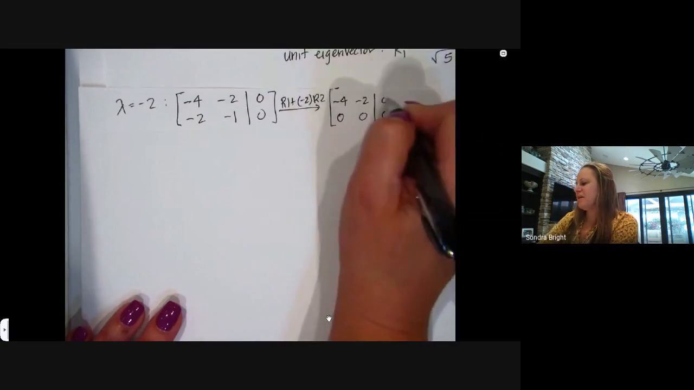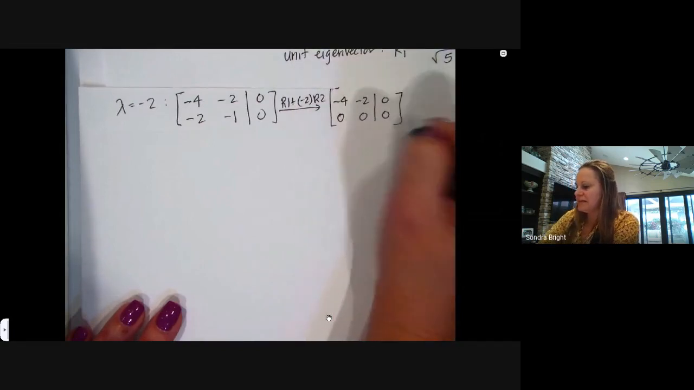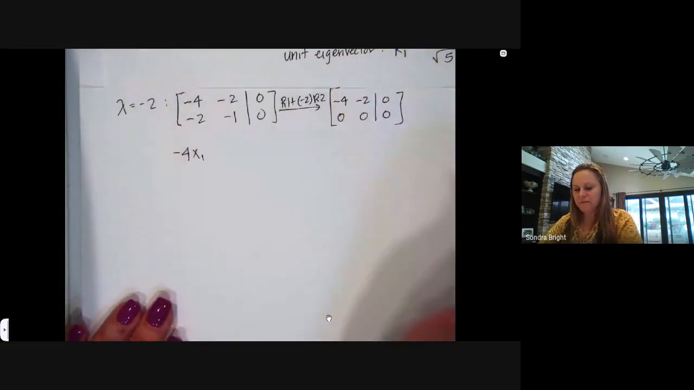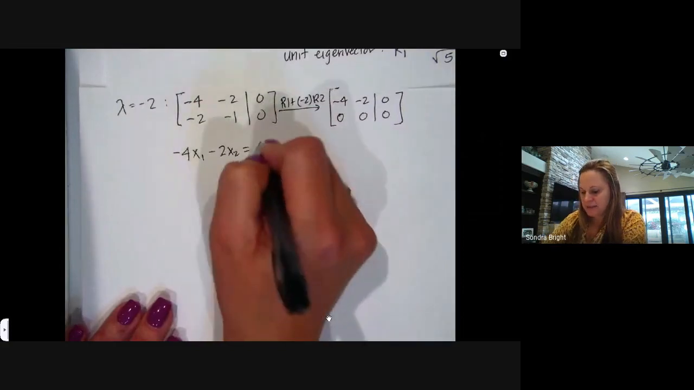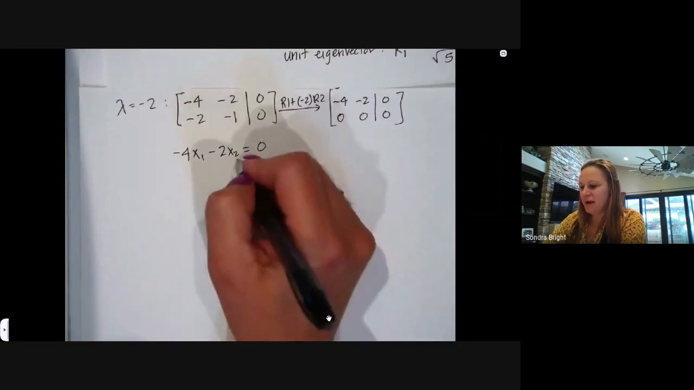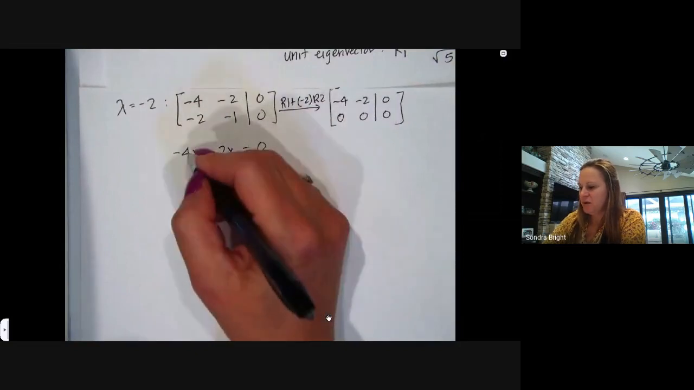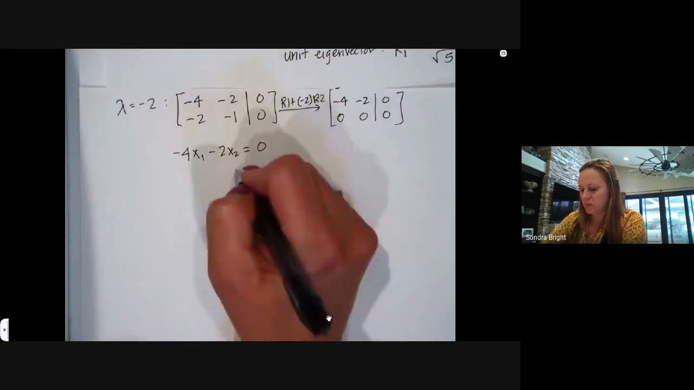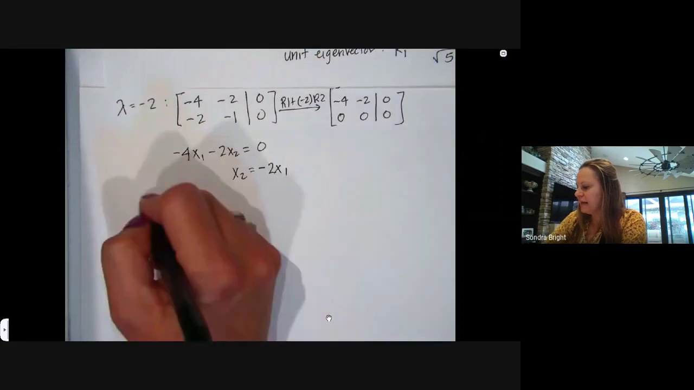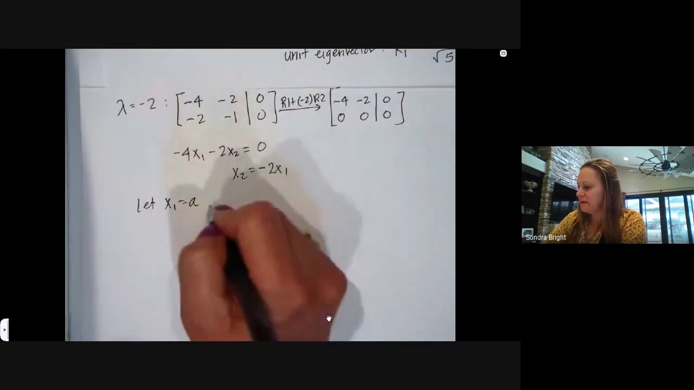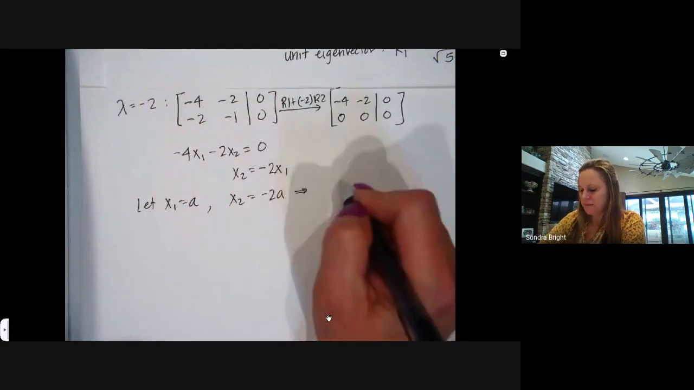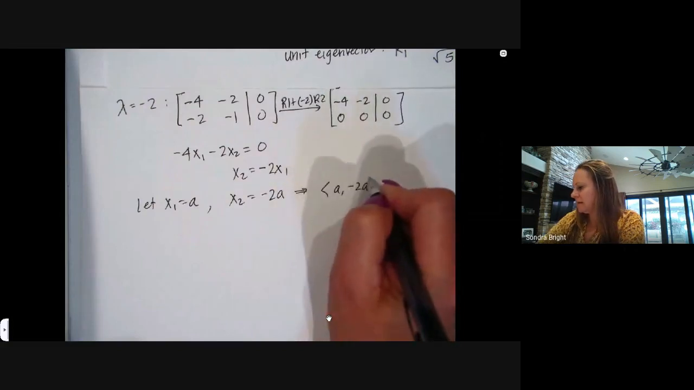You could go and divide by 4, but I'm just going to leave it like that. This first line tells me negative 4x1 minus 2x2 is equal to 0, which means I would add that 4x1 over there so that x2 would equal negative 2x1. By letting x1 equal a, then x2 will equal negative 2a. So my eigenvector will be a, negative 2a, which means it's a times 1, negative 2.